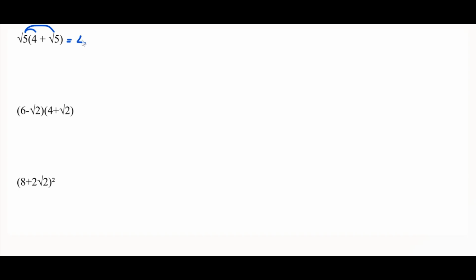This will give us 4 root 5 plus 5, as multiplying the same surd together will cancel the root sign. This can't be simplified any further, so this is our final answer.